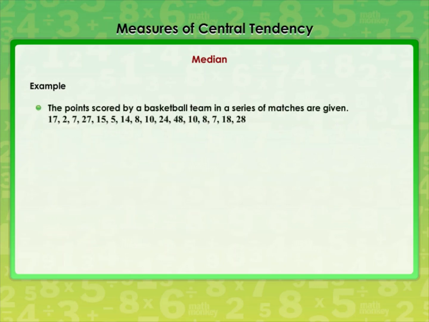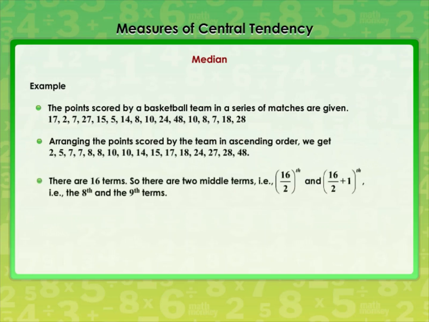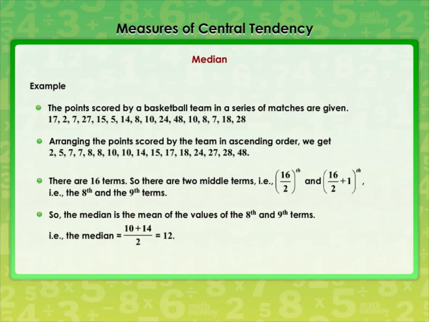Let's consider another example. The points scored by a basketball team in a series of matches are given. We have to find the median. Arranging the points scored by the team in ascending order, we get 16 terms, so there are 2 middle terms, that is 16 by 2 and 16 by 2 plus 1, that is the 8th and the 9th terms. So the median is the mean of the values of the 8th and 9th terms. That is, median is equal to 10 plus 14 by 2, which is equal to 12. So the median points scored by the basketball team is 12.